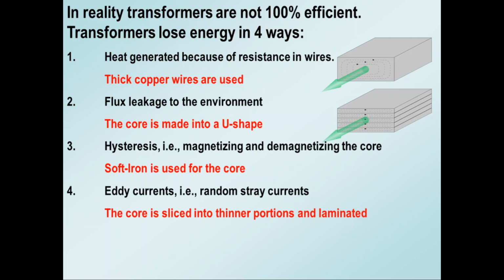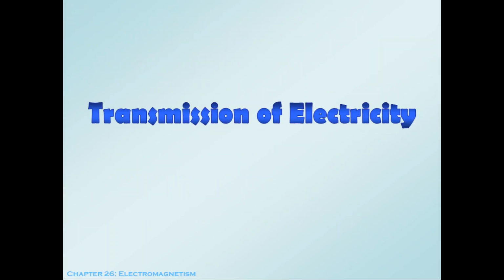And the fourth one, eddy currents, that is random stray currents. Anytime you have a thick piece of metal, the current won't flow directly from one end to the other. That's why we usually use thin pieces of wire to transmit electricity. Because when it's thin, there is basically just one pathway for the current to go. But if it's a big block of metal, then the current can go any which way. It doesn't normally just flow from one end to the other because there are 3 dimensions. So what they do is they take the iron core and slice it into thinner portions and laminate it. Once it's laminated, it's insulated so the electricity can't flow from one slice to another slice. And so it just goes where it's supposed to, in a straight line. Next time, we'll be learning about the transmission of electricity.